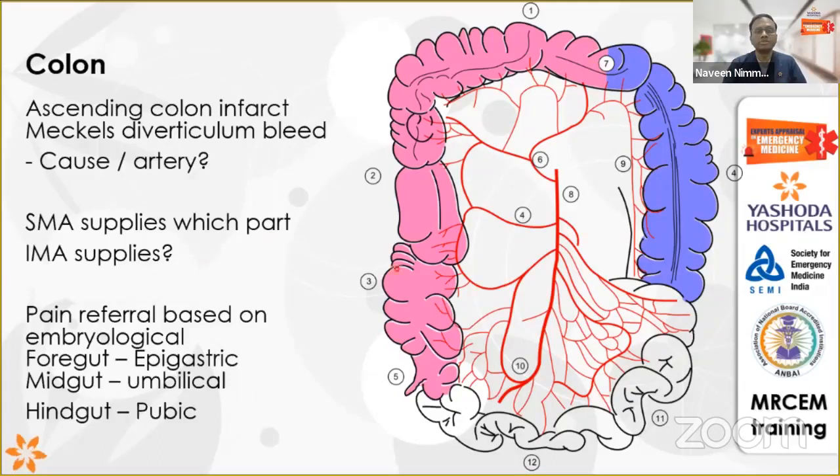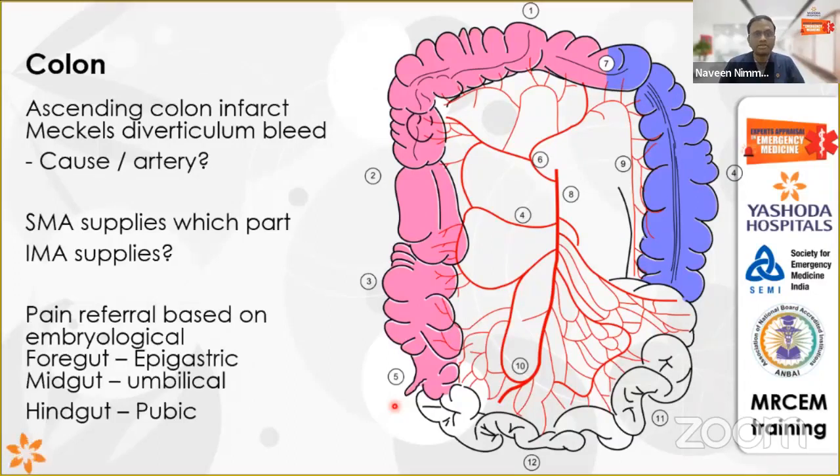Pain referral is based on the embryological origin again. Any foregut pain will be referred to the epigastric region. Midgut pain will be referred to the umbilicus. As I told you, this is all midgut. So whenever there is appendix related pain, initially it also starts in the umbilical region. Once the inflammation is too much and the parietal peritoneum is affected, then only it gets localized to McBurney's point. Otherwise it starts in the umbilical region. Hindgut related pain will go to the pubic region.